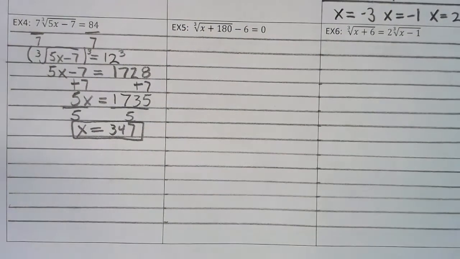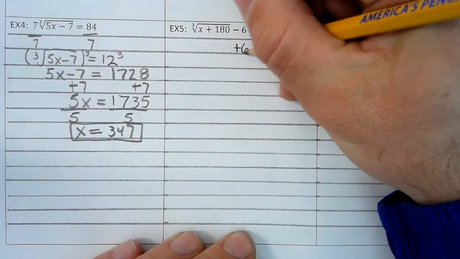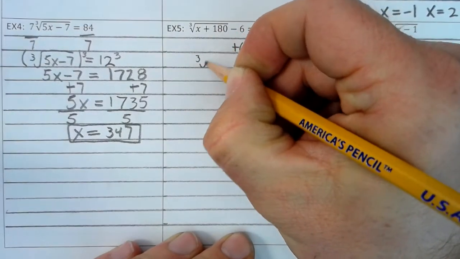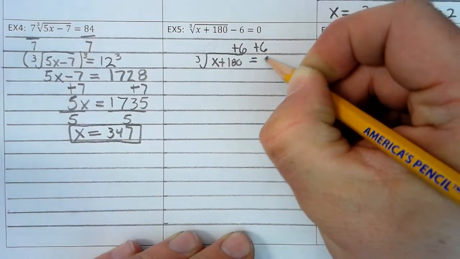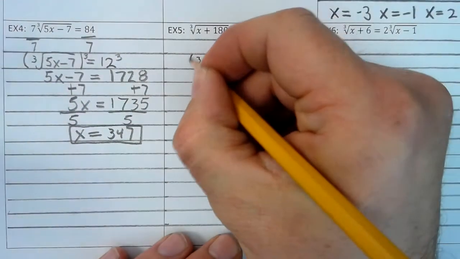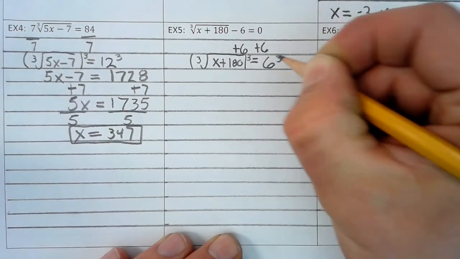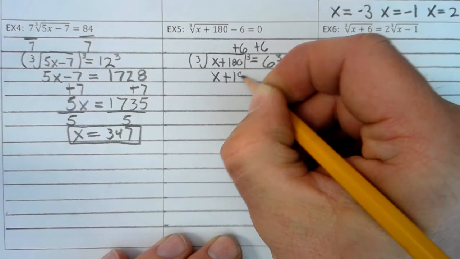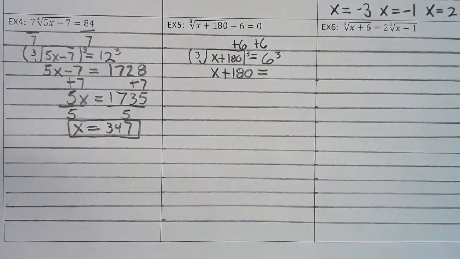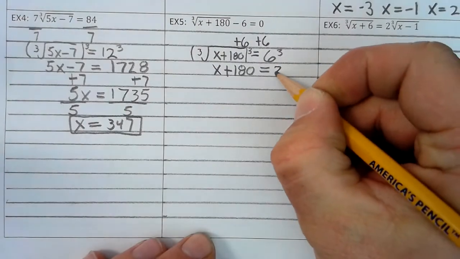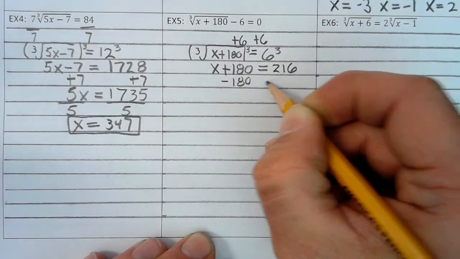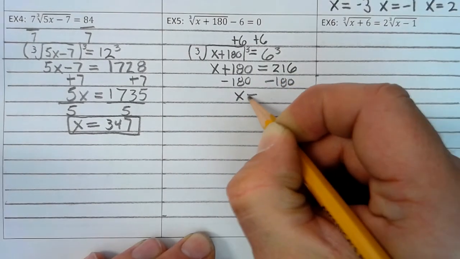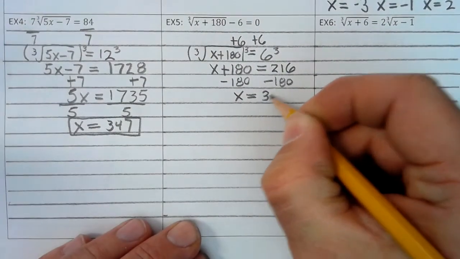All right, now let's take a look at example 5. So we're solving the cube root. So our first step is to isolate the cube root. So we're going to add 6 to both sides. So you get the cube root of x plus 180 equals 6. We're going to cube both sides. That becomes the power of 1. So x plus 180 equals 6 cubed, which is 216. We subtract 180 from both sides. So x equals 36.